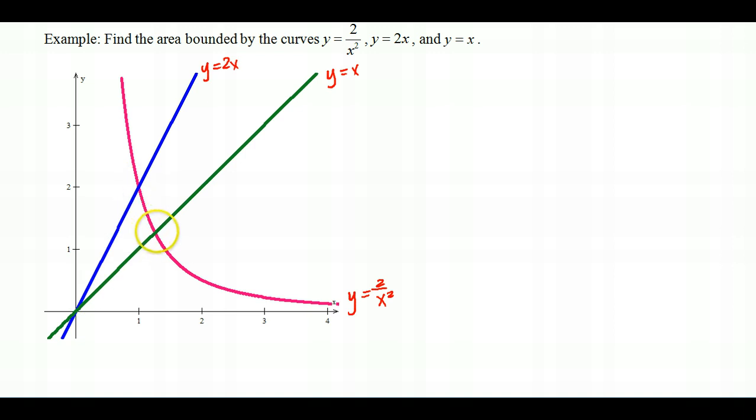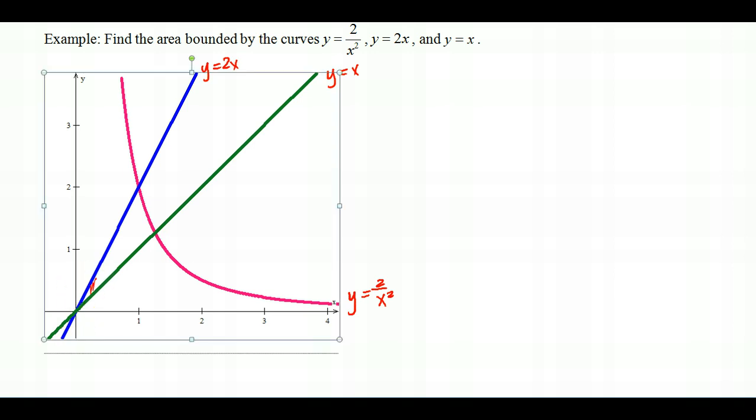But something really unique happens. I have a different top and bottom function depending on where I'm at on the graph. So here I can see that I have a point of intersection. So 2x and x both start out at the origin. So I'm definitely going to start out at 0, and I'm accumulating all of this area here.